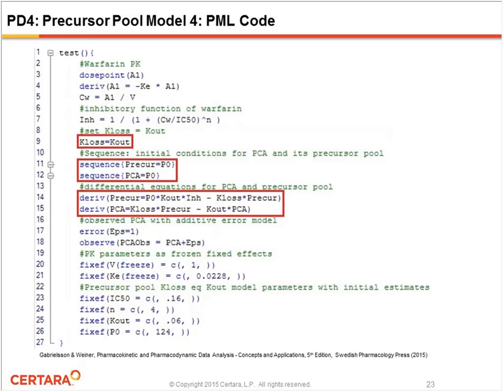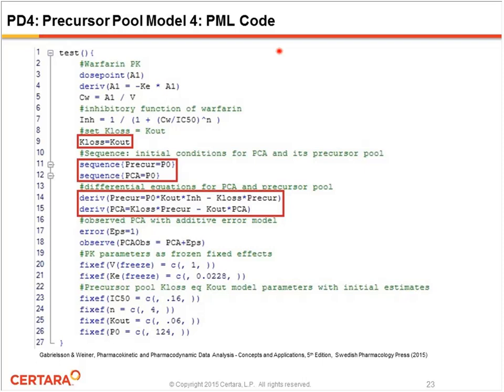Okay. The second precursor pool model, which is model number 4, again, the warfarin PK is the same, inhibitory function also the same. We're setting K loss equals K out, loss of the precursor equals K out. Initial conditions, both precursor and PCA are set to P0. And then we have two differential equations, one for the precursor, P0 times K out times inhibitory function minus K loss times precursor. And then the PCA equals K loss times the precursor minus K out times PCA.